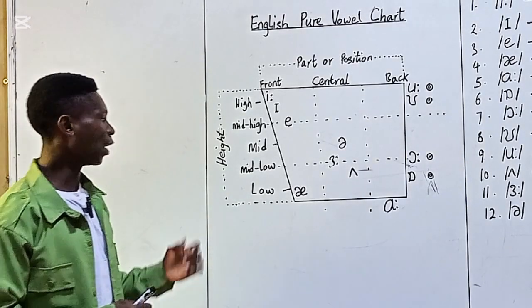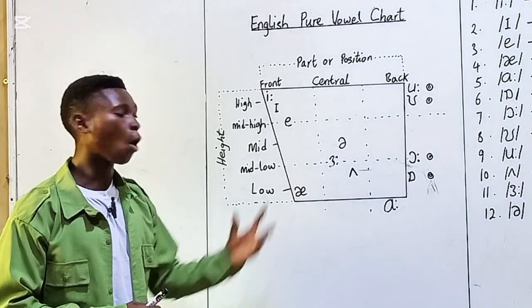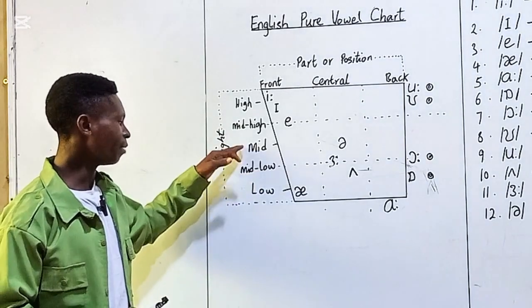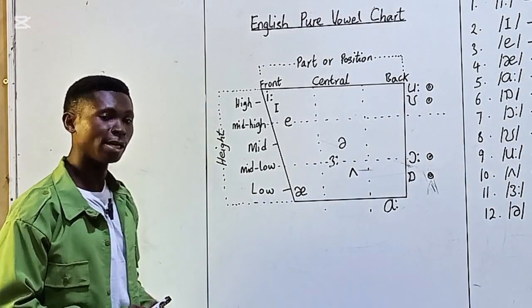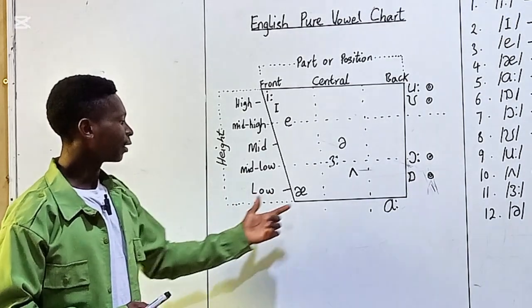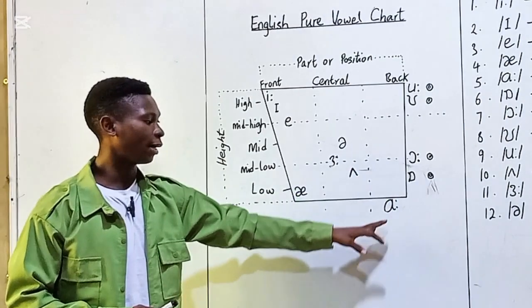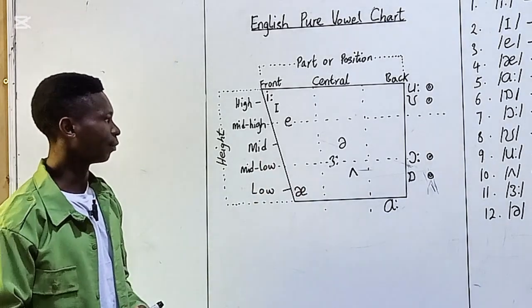Then we have the mid-low. The mid-low is the /ɜ:/ sound and the /ɔ:/ sound. Look at the position in between mid and low based on the height of the tongue. And lastly, the low vowel sounds, which include the /æ/, /ɑ:/, /ɒ/, and /ʌ/. These are low vowel sounds, 4 in number.